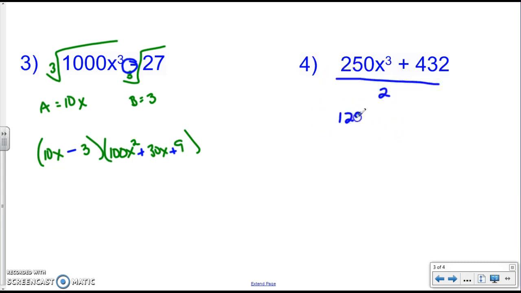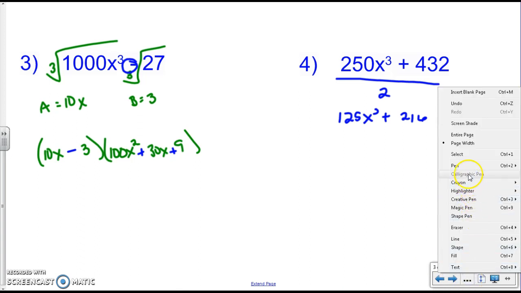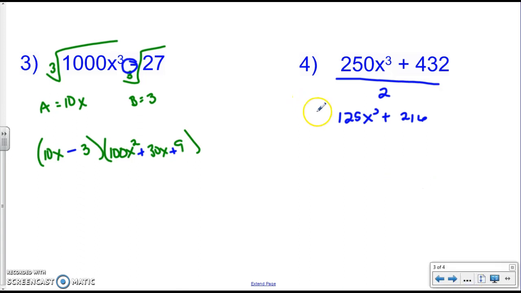So I get 125x to the third plus 216. So then I need to take the cubed root of both parts. If I take the cubed root of 125x to the third, I get 5x. So that's my a. And if I take the cubed root of 216, I get 6. So that's my b.